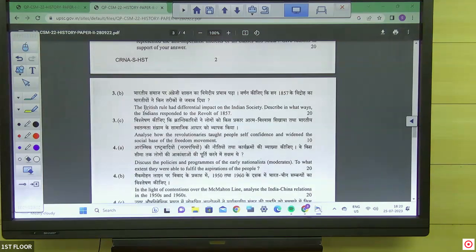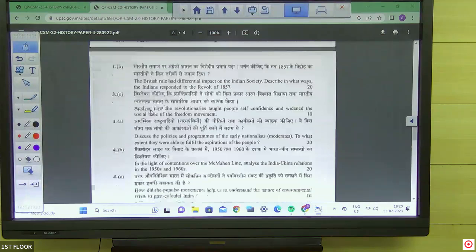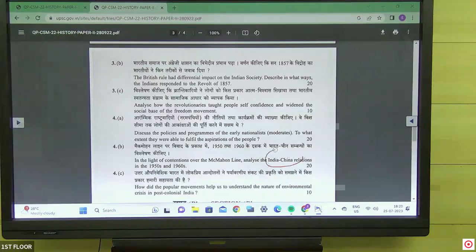Today only I discussed that British rule had a differential impact on Indian society. Described in that way, Indians responded with which revolt? The 1857 revolt. Got it? And some topics are post-independence also, like the McMahon line and India-China relationship.